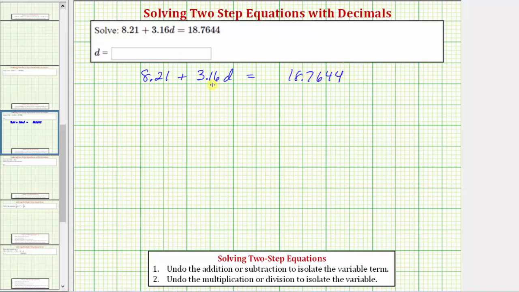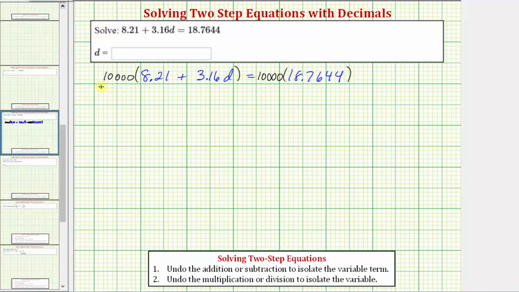18.7644. Notice how 18.7644 has the most decimal places. In order to make this number a whole number, or to eliminate the decimals, we would have to multiply by 10,000, which is the same as moving the decimal point to the right 4 places. And therefore, to eliminate all the decimals, we'll need to multiply both sides of the equation by 10,000. So multiply the left side by 10,000, as well as the right side.